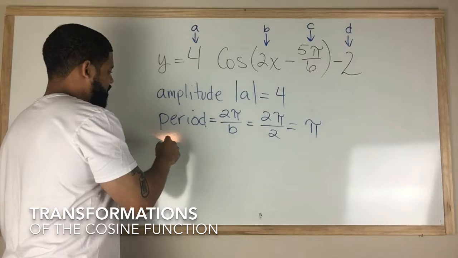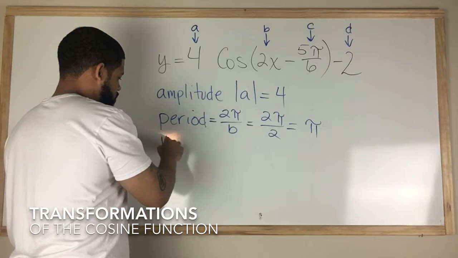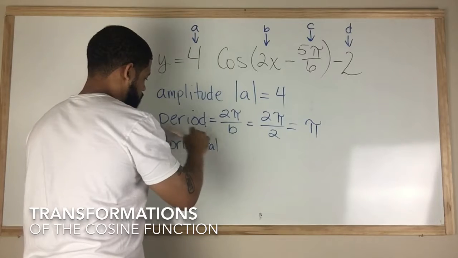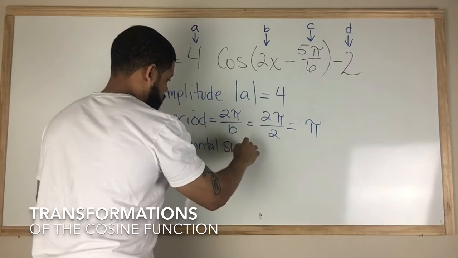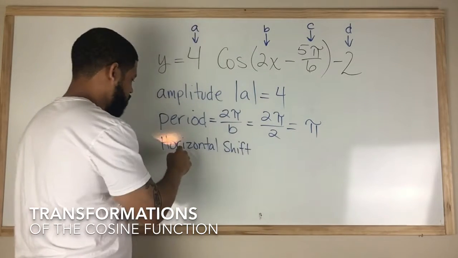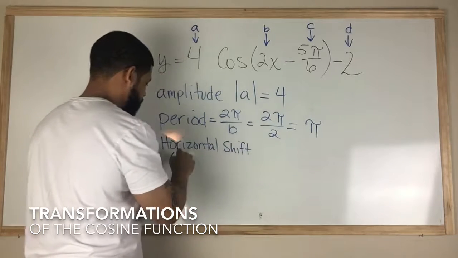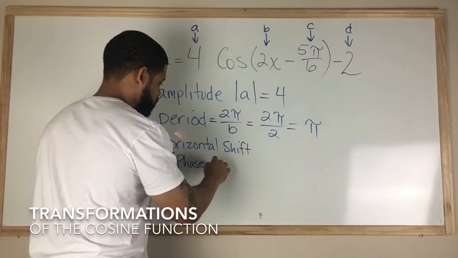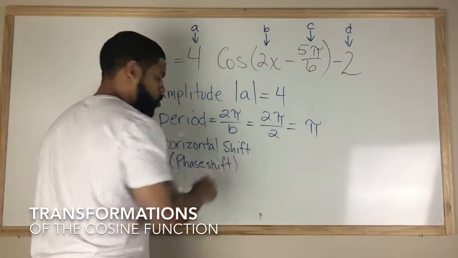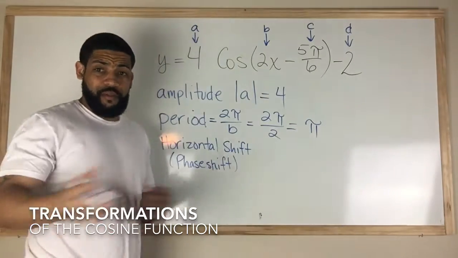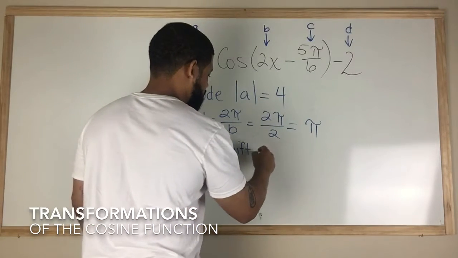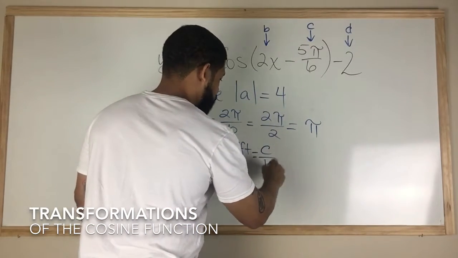Okay, let's go to the horizontal shift. Horizontal shift is also the phase shift. You might see it either way. Horizontal shift or phase shift means it's going left and right. It has to have a direction. And this one is c over b.